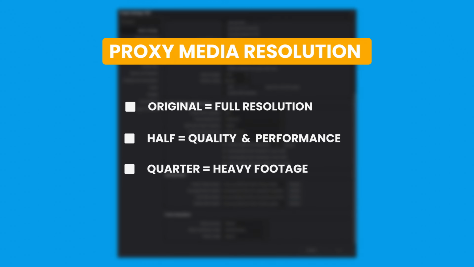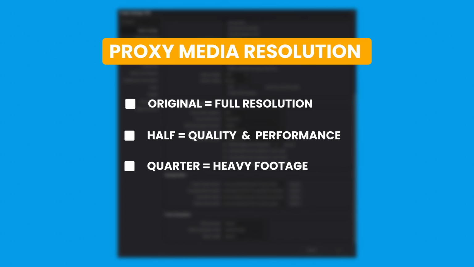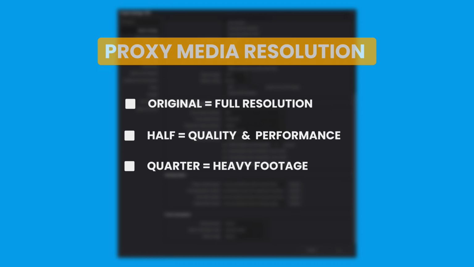Now, original gives you full resolution proxies, which defeats the purpose for most workflows. Next is half, and this is half the resolution of your source, which is a good balance between quality and performance. And then we have quarter, and quarter resolution is best for heavy footage or underpowered systems. So for most workflows, half is the sweet spot. You get a noticeable performance boost while still seeing enough detail to make good editing decisions.